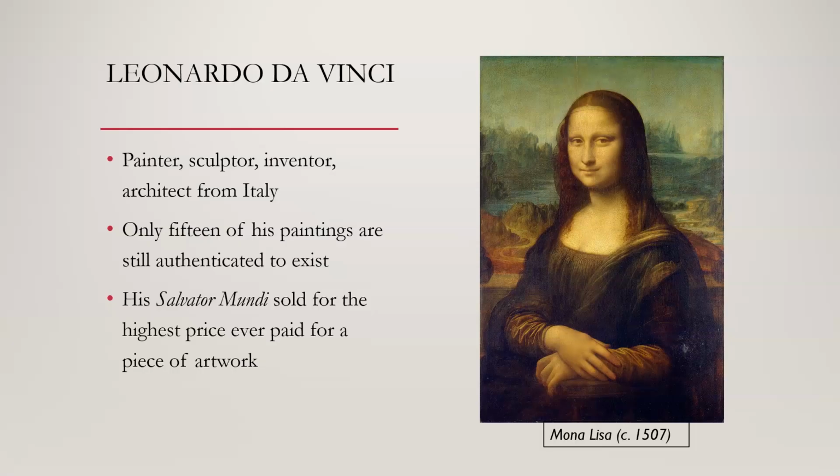Leonardo da Vinci was a man of many talents, and on the previous slide you saw Renaissance man. That's where the term came from. He was a painter, sculptor, inventor, scientist, just did everything. Here we see his painting, the Mona Lisa, one of the most famous paintings in existence. Sadly, we only have 15 of his paintings that are known to exist. His Salvator Mundi sold a few years ago for $450 million, which is a record for a piece of artwork.